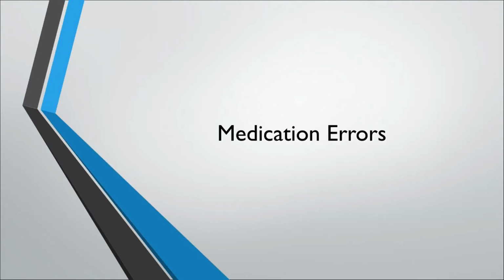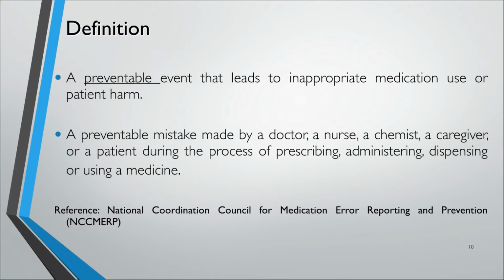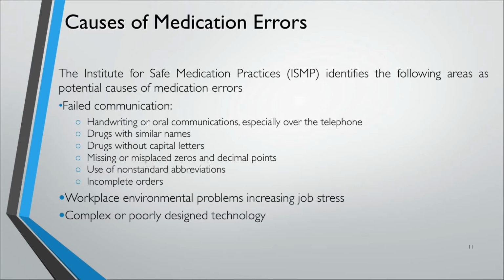Medication errors are preventable errors made by health professionals, which can lead to inappropriate medication use, thus harming the patient's health. Such events may be related to professional practice, healthcare products, procedures and systems, including prescribing, order communication, product labeling, packaging and nomenclature, compounding, dispensing, distributing, administration, education, monitoring, and use. These describe the common causes of medication error according to ISMP.